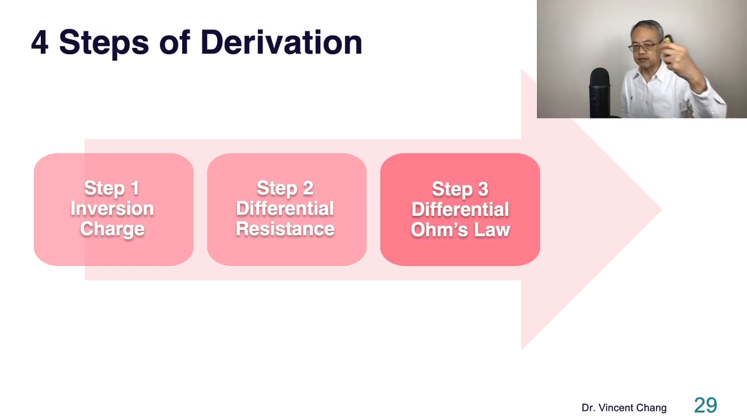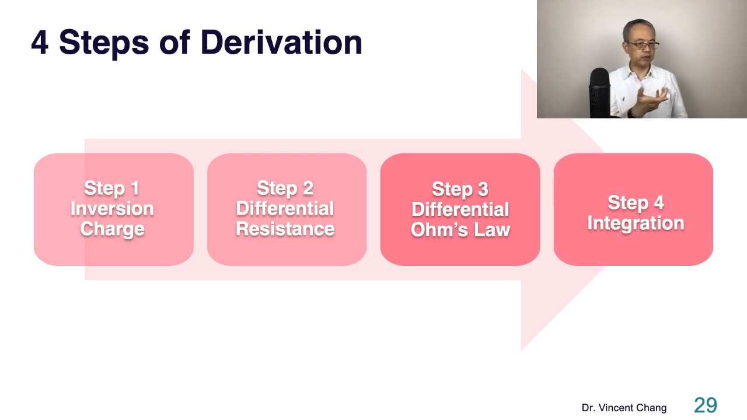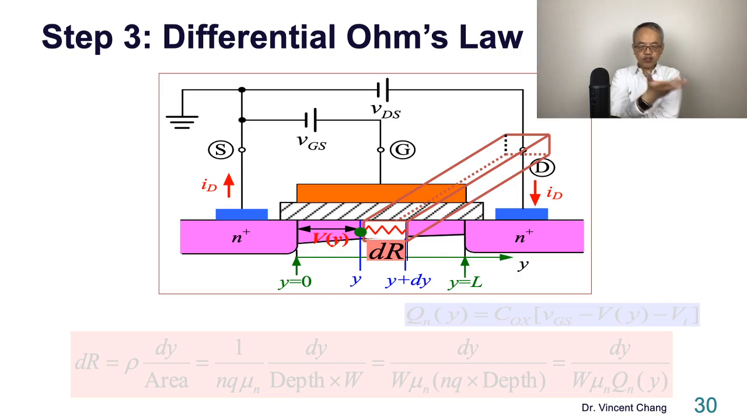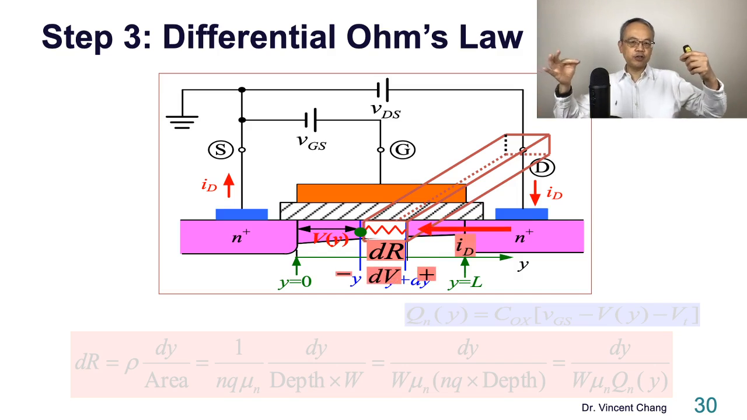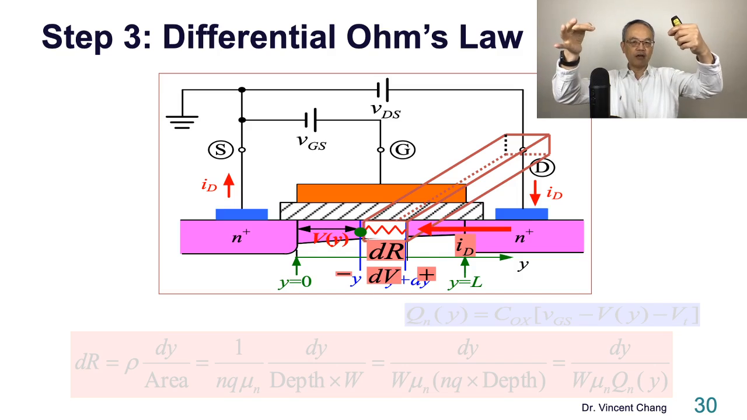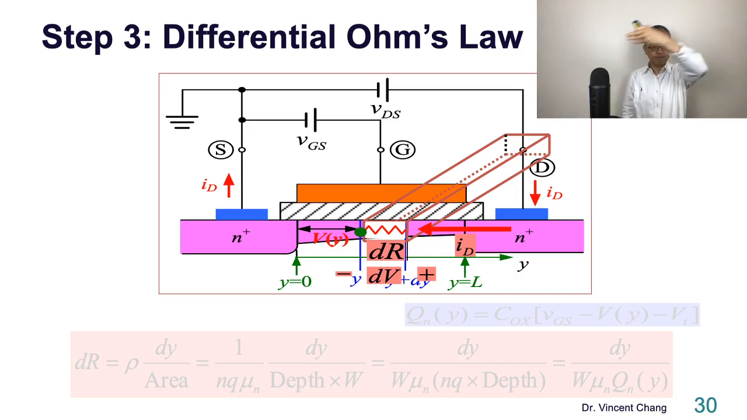Now let's move on to step number 3, differential Ohm's law, and number 4, the integration part. Differential Ohm's law, because the linearity remains within a very small distance. The voltage across the dr between y and y plus dy is dV. And the current is ID. Differential Ohm's law tells us that dV equals ID times dr.